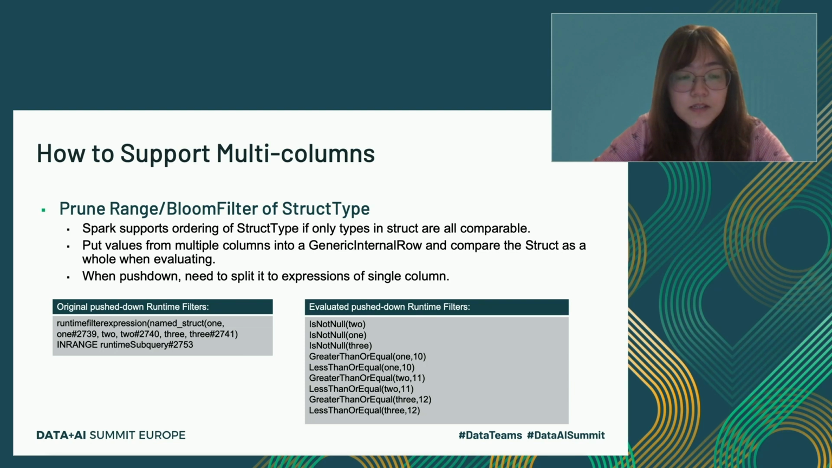One tricky thing to notice is that when we push down the struct type, we need to split it into expressions of single columns. For example, if we have 3 columns, we put them into an aggregate first, and when we push down, we will generate 6 filters for the 3 columns, which are greater than or equal to, and less than or equal to.